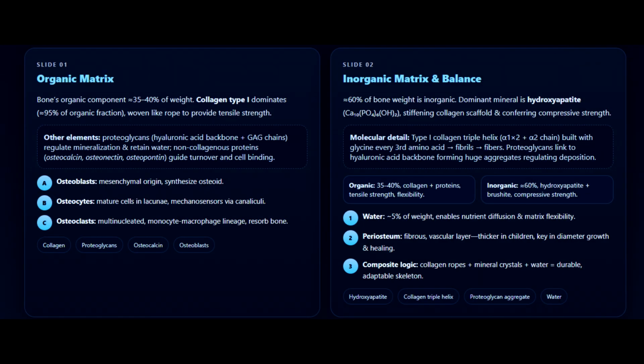Let us now move deeper into the very substance of bone itself, its composition. Up to this point, we have spoken of macroscopic features like the diaphysis, metaphysis, and osteons. But the true strength and resilience of bone comes from the microscopic balance between its organic and inorganic phases, a marriage of flexibility and rigidity that makes bone unique among tissues.